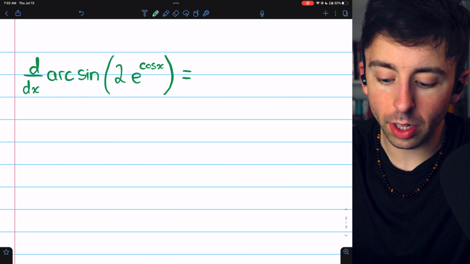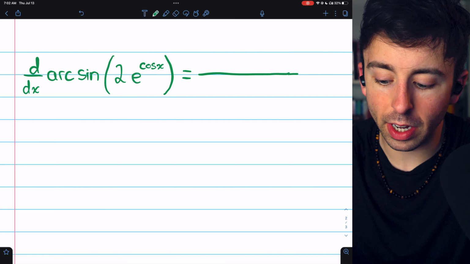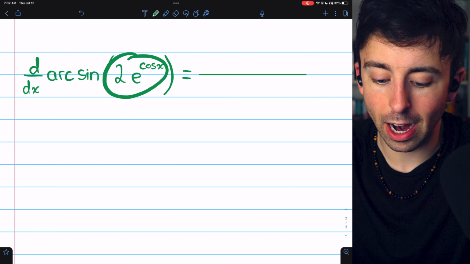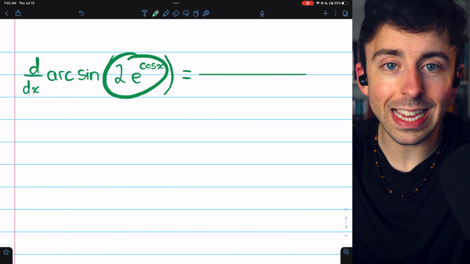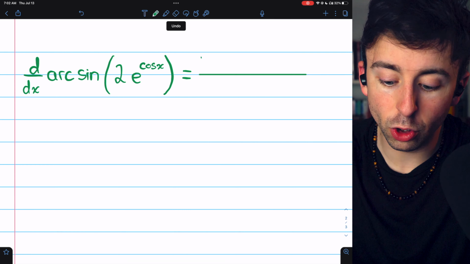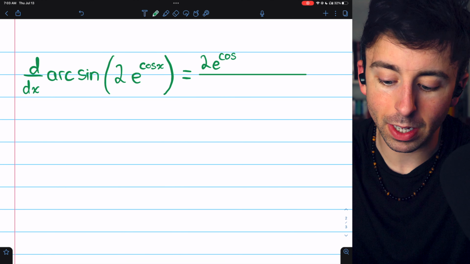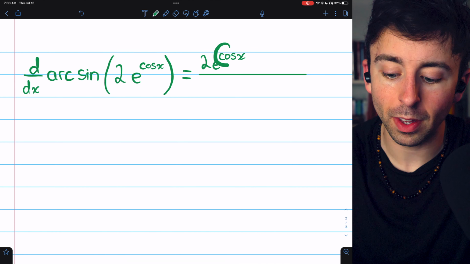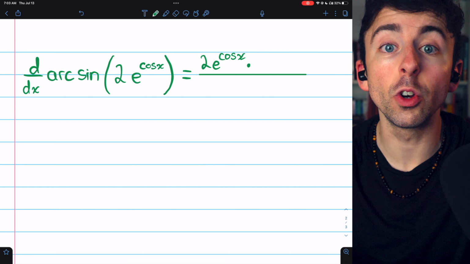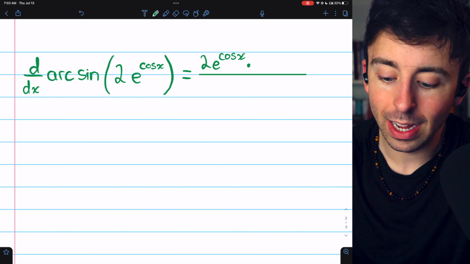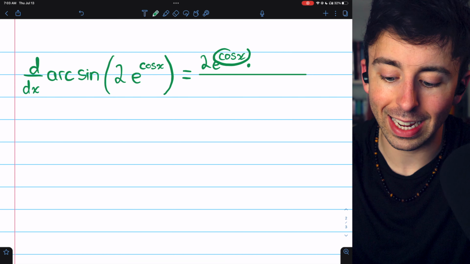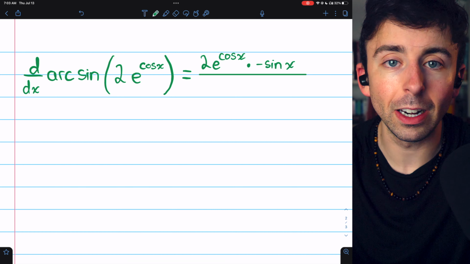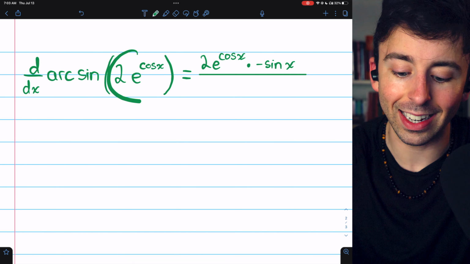Let's do it. We know that the numerator needs to be the derivative of the inside function. Now that inside function is composite, so let's be careful here. The derivative of 2e to the cosine x is 2e to the cosine x, because the derivative of e to a thing is just e to the thing, but that thing is a function, so by the chain rule we need to multiply by the derivative of that inside function. The derivative of cosine x, the function inside the exponential, is negative sine x. So that's our numerator, the derivative of the thing that's inside the arcsin.